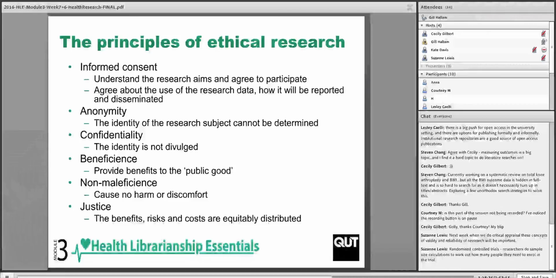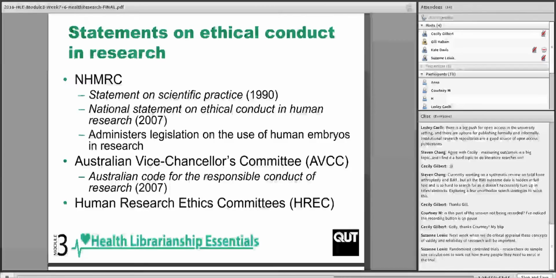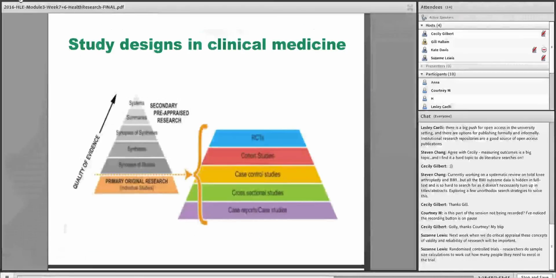So make sure that any study does have that ethical clearance to ensure it. But this is the key bit that we want you to get involved in. Research study designs in clinical medicine.